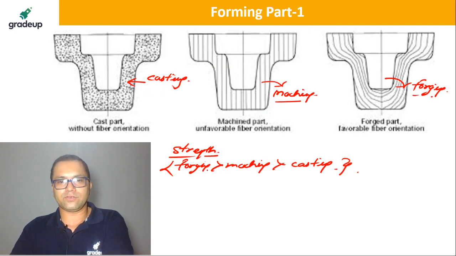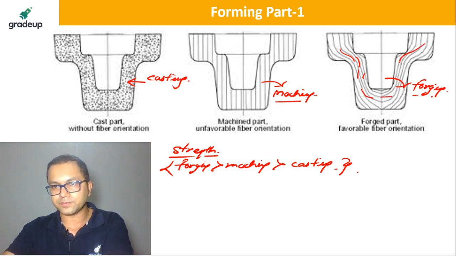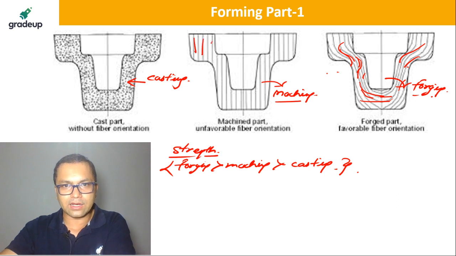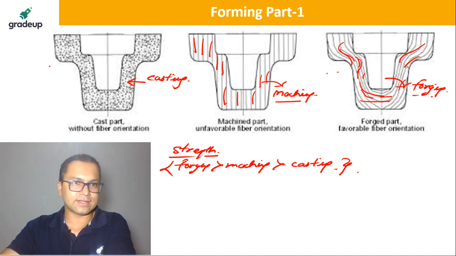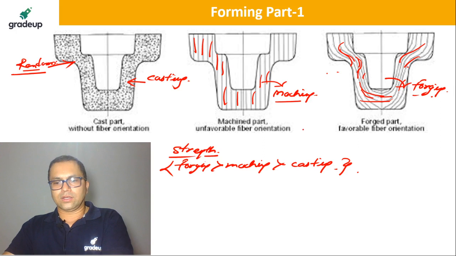Now please remember this, forging is greater than machining, that is greater than casting, because of these orientations. This one is a very favorable natural orientation. If you can see, the fibers are oriented naturally, while here the fibers are along the direction of machining. And here it's a random orientation. That's why casting is not very strong, right?